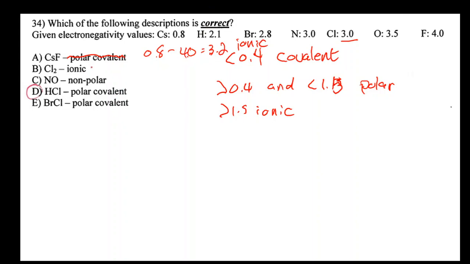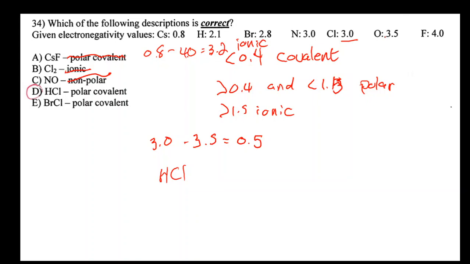So that would be nonpolar, so it's definitely not ionic, so that's wrong. NO is listed as nonpolar, so nitrogen is 3.0 minus 3.5. That is a difference of 0.5, which is above our 0.4 threshold, so that would be a polar bond. So that one's wrong. Then HCl, which is our answer, is polar covalent.